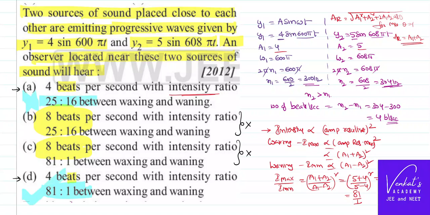That's how we have to solve the problem. And to solve this problem, you need to know two basic concepts. How do you find the number of beats? Of course, how do you find a frequency? Omega equals 2 pi n. And you also need to know that intensity is directly proportional to the square of the resultant amplitude. That's it. Thank you for watching.